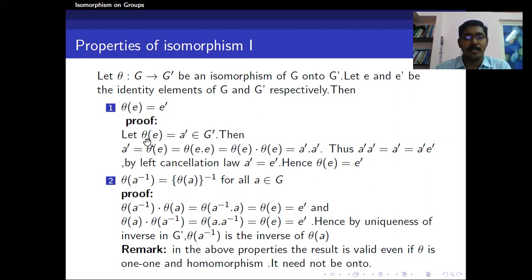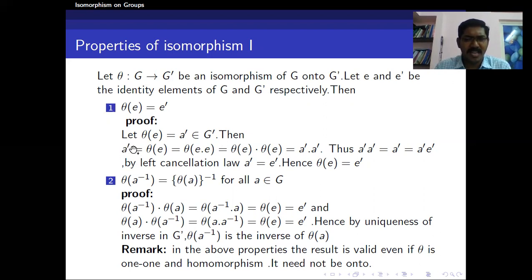So let me take theta of E equal to A dash. Why am I putting dash here? Because I am differentiating which element belongs to the domain and which element belongs to the codomain. So whenever you put the dash, that element belongs to the codomain. So theta of E is equal to A dash. So A dash belongs to the codomain G dash.